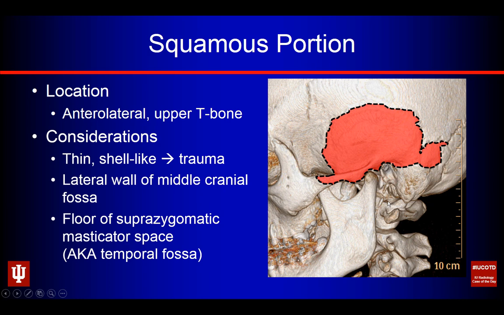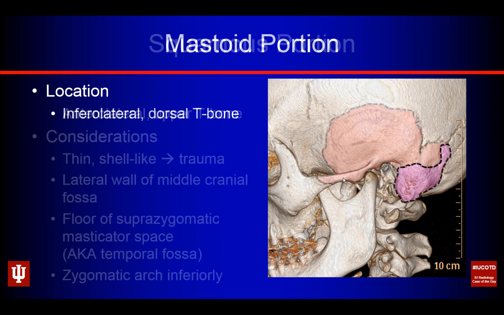It also is sort of the floor of the suprazygomatic masticator space, or the temporal fossa. So when the surgeons work in that area and they are dissecting down, once they get deep to that temporalis muscle, making up the floor of that suprazygomatic masticator space is the squamous portion of the temporal bone. And if you look inferiorly, we can see the zygomatic arch.